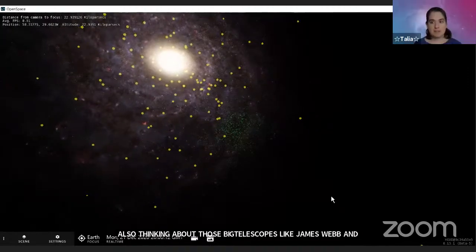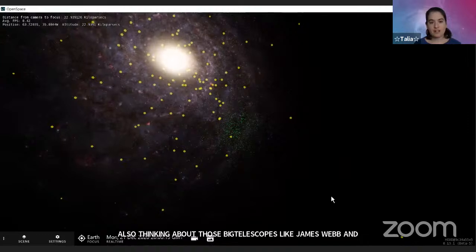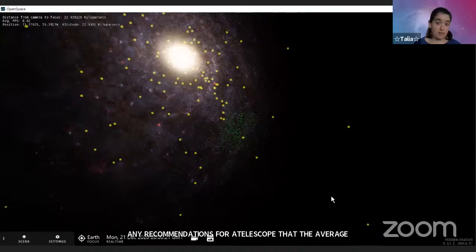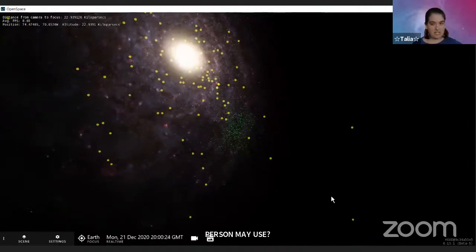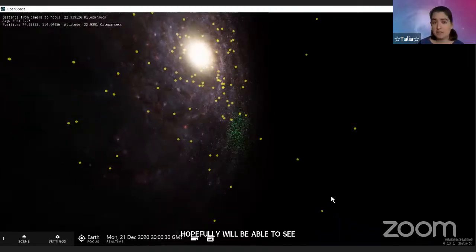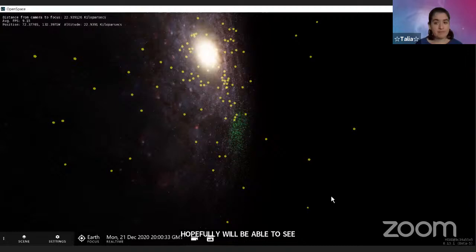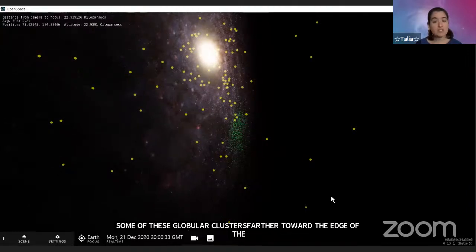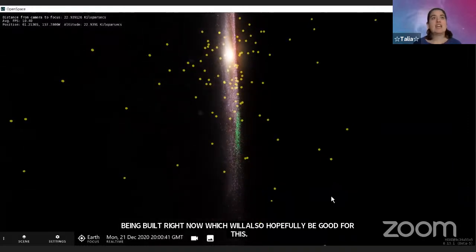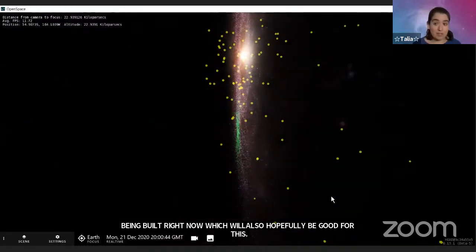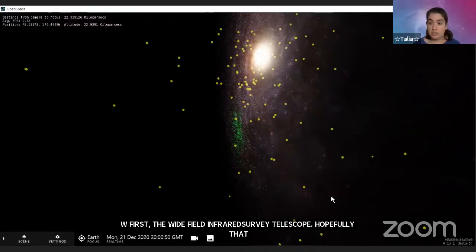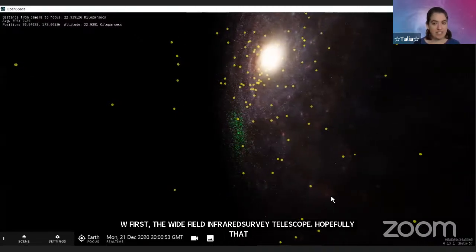Yeah, so James Webb is going to be great at this. James Webb is going to be able to see farther than Hubble, and hopefully is going to be able to see some of these globular clusters farther towards the edge of the visible universe. There's another telescope that is being built right now, which is also hopefully going to be good for this: WFIRST, the Wide Field Infrared Survey Telescope. In terms of a telescope that an average person can use, I say the best telescope you can buy is the one you're going to use, which is probably going to be one that's not super heavy or super complicated.